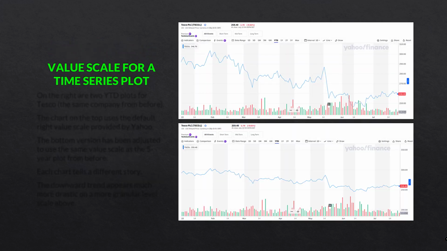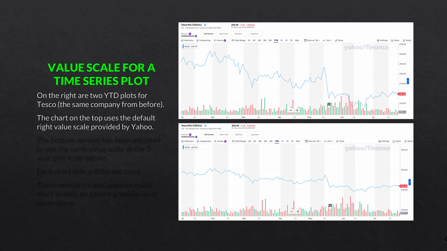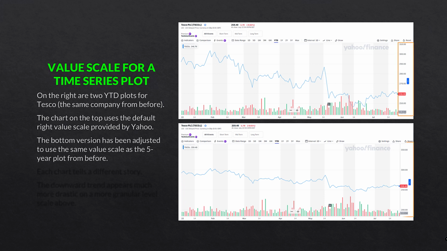Value scale for a time series plot. On the right are 2 year-to-date plots for Tesco. These are both year-to-date. It's the same company as in the last slide. The chart on the top uses the default value scale that's provided by Yahoo. The bottom version has been adjusted to use the same value scale as the 5-year plot from before.